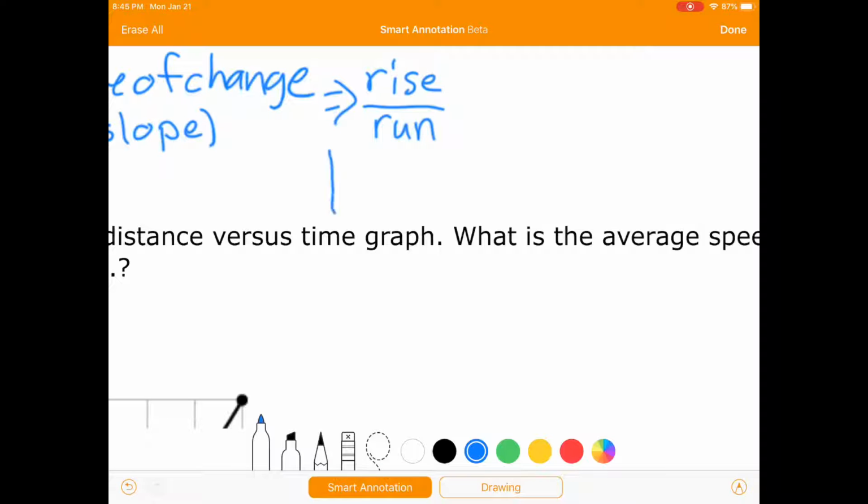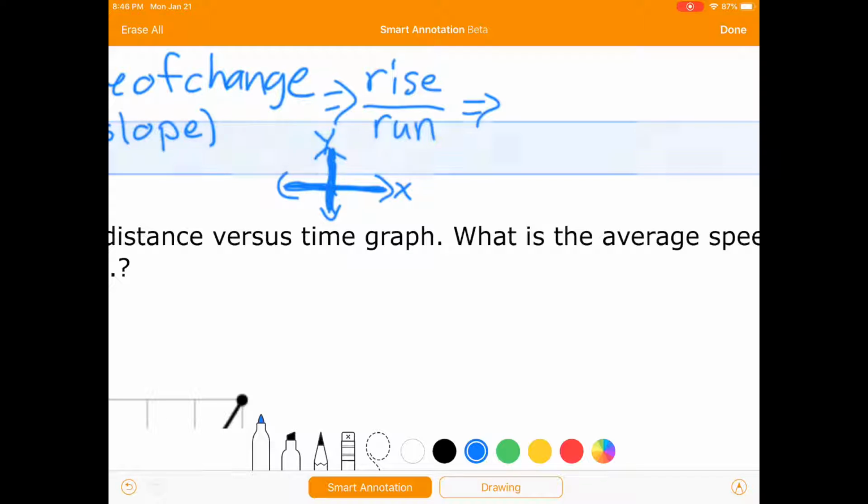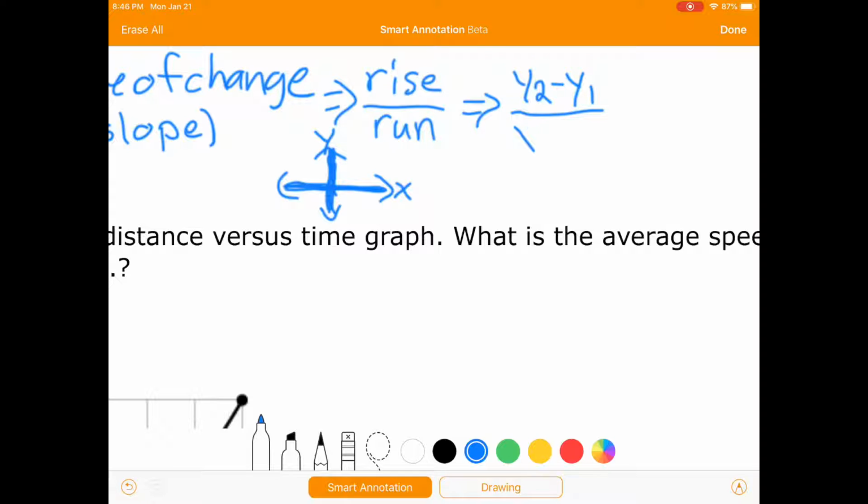So when we have a graph, we have our y-axis and our x-axis. So we're going to rise on our y-axis, and then we're going to run amount on our x-axis. This translates into a formula when we're given ordered pairs of y2 minus y1 divided by x2 minus x1.